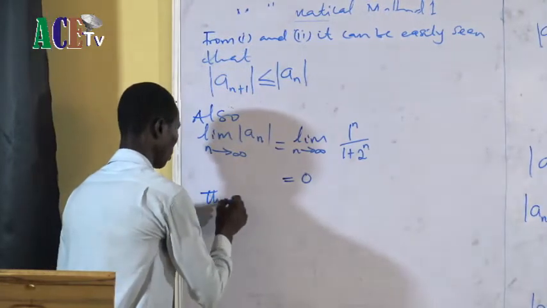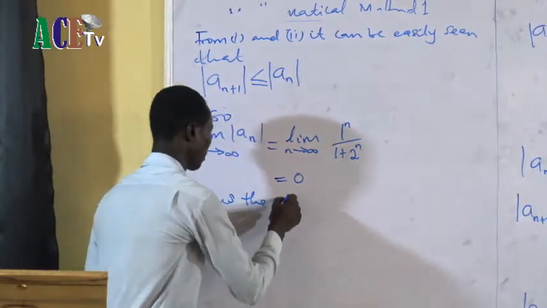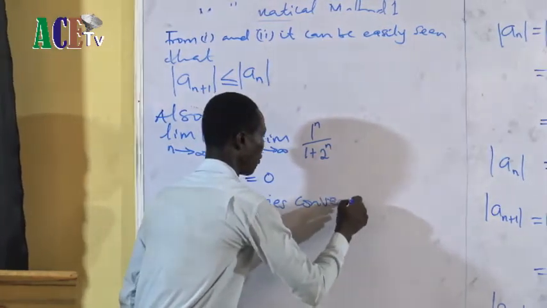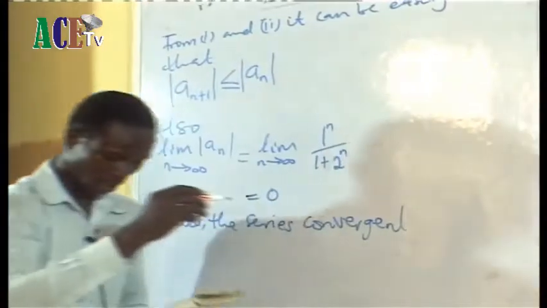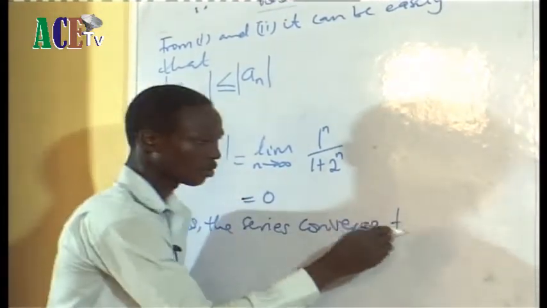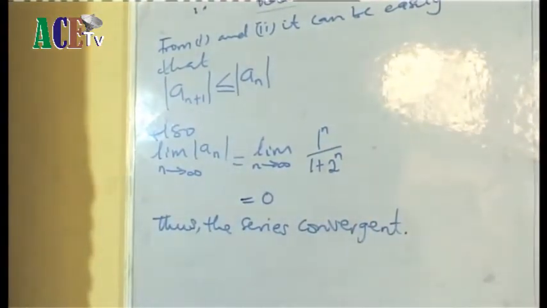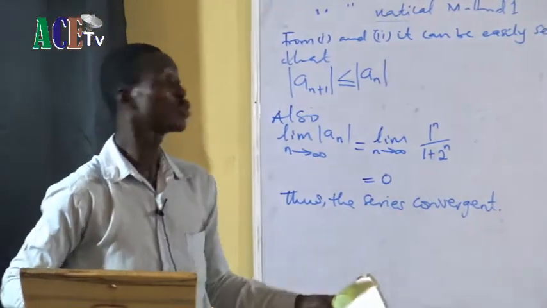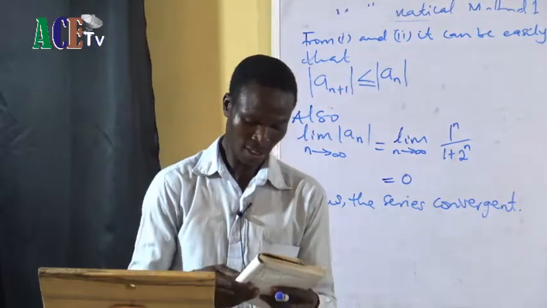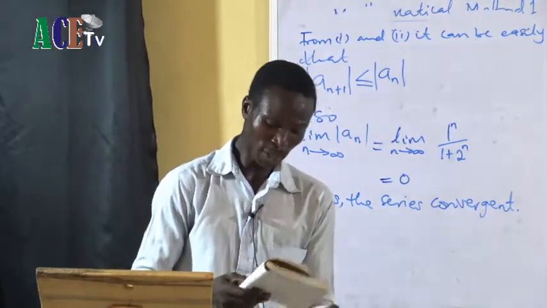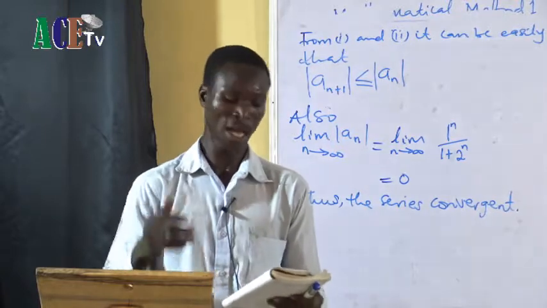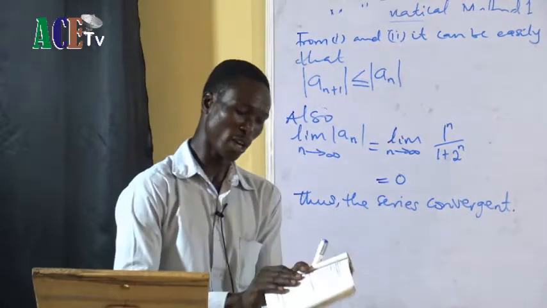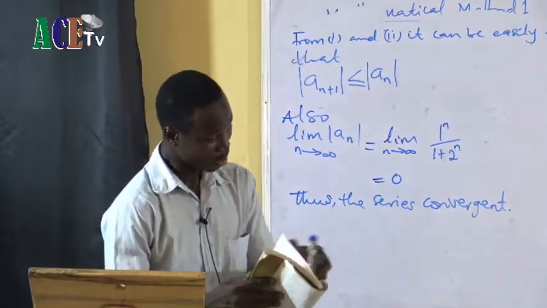Thus, the series converges. Yes, that's how to test for convergence using the Leibniz test. How to use the Leibniz test for the convergence of a series. Okay, for the meantime, let us go to absolute and conditional convergence. And that will be the last section in that topic.